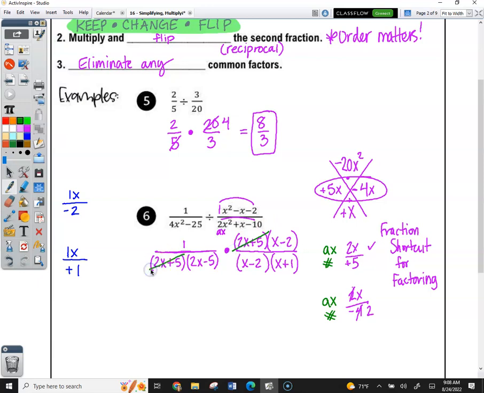Cancel. And I don't have room to write above it, so I'm going to come over here and write whole. Where is it? Yep. And we have another one. Here. Whole. X equals 2. And I have nothing else to cancel, so I can write my answer.